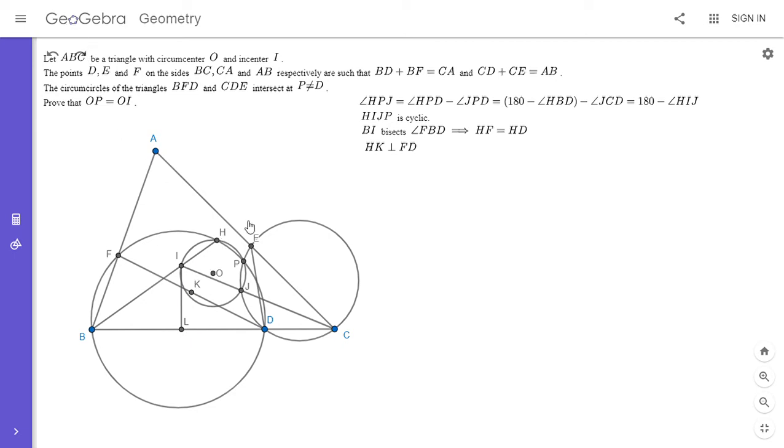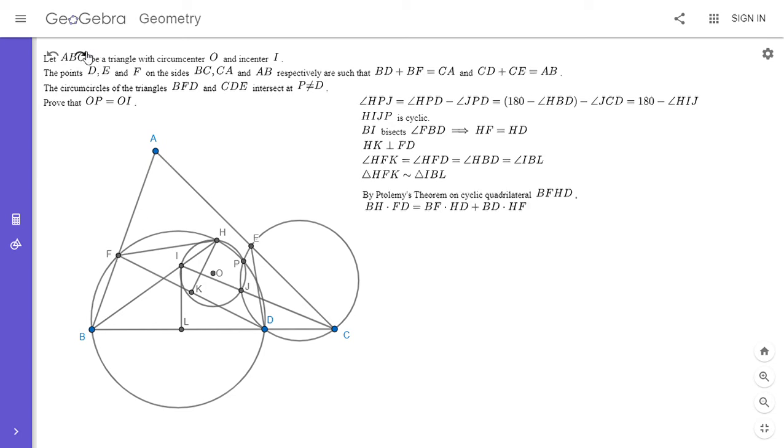We know HK is perpendicular to FD, where K is the midpoint of FD. That's true by symmetry, since, like I mentioned, H is the midpoint of arc FD. Okay, so I'm going to draw that in. That means that angle HFK has to equal angle HFD, which is HBD, which is angle IBL. And from there, it's easy to see that triangles HFK and IBL are similar, because they both also share a right angle. So here's a similarity, and I just drew in an HF.